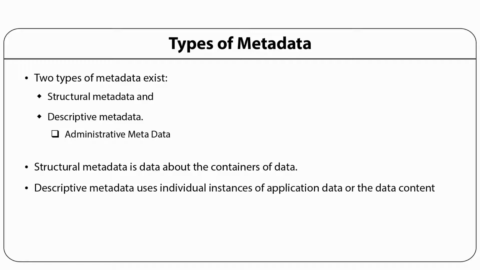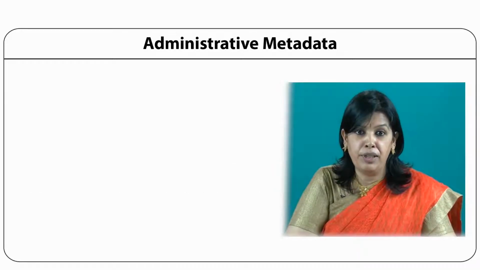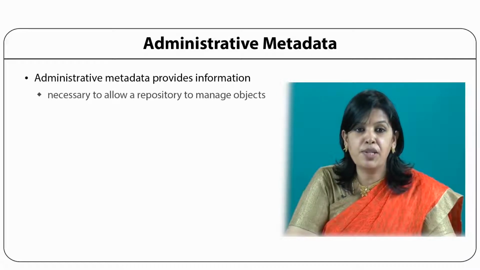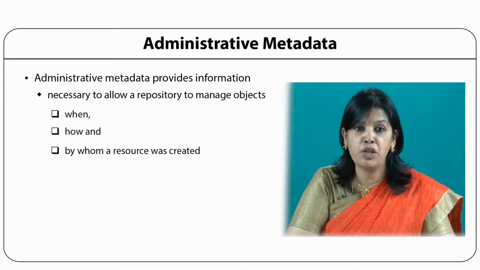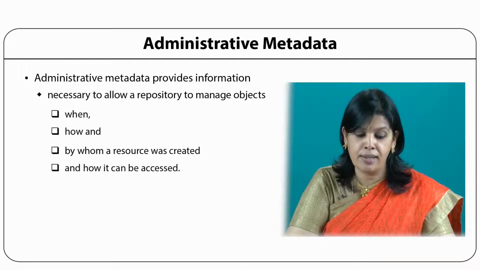Descriptive metadata. Descriptive metadata uses individual instances of application data or the data content. It speaks about the relevance of the content and classification of the subject domain, including the perspectives of the content. For example, data elements of indexes and abstracts. Again, the administrative metadata talks about access rights, copyrights, ownership, and so on. Administrative metadata provides information necessary to allow a repository to manage objects, like when, how, and by whom a resource was created and how it can be accessed.